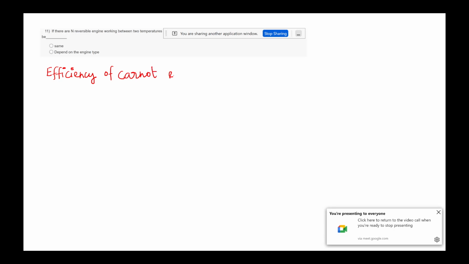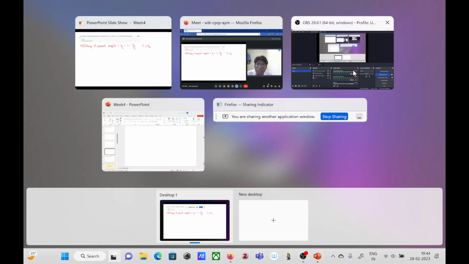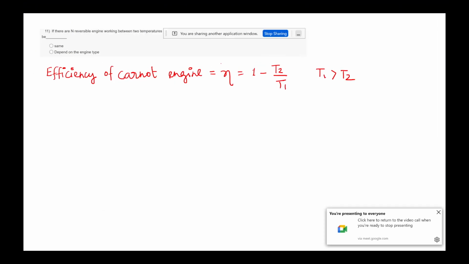Carnot engine: eta is 1 minus T2 by T1, where T1 is greater than T2. So it only depends on T1 and T2. So actually the efficiency will be similar because this is an ideal engine.